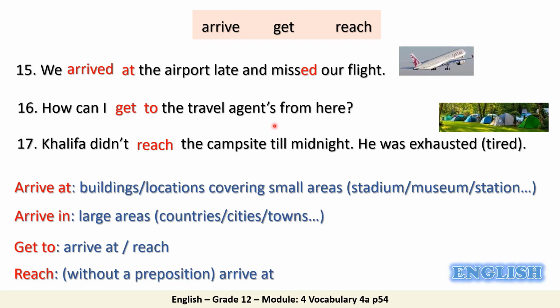One thing here, this apostrophe s refers to the place, the company or the office of the travel agent. Something here, he was exhausted.